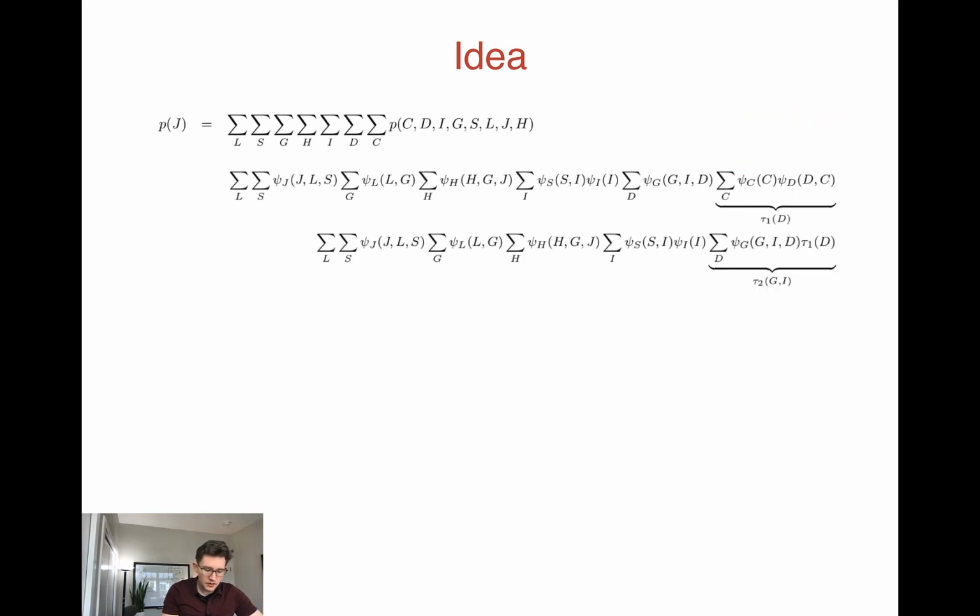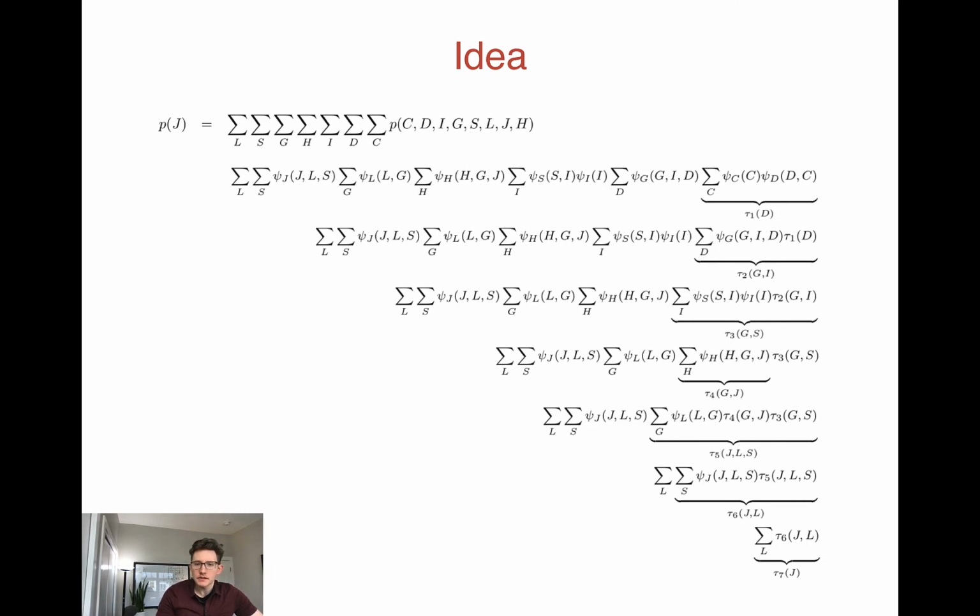I can continue. Notice that I've taken this whole thing here and I've replaced it with tau d. And notice the critical thing here, which is that c goes away because, again, we've already taken the sum over it. Now, this thing here is a factor over 3 variables, g, I, and d. D also here. Once I take the sum, I get a factor over g and I.